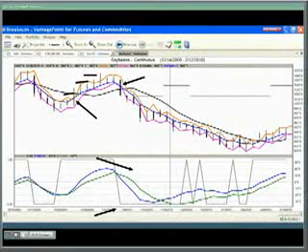So even though you didn't make as much money on this trade, still not too bad, because any trade that comes up with a profit is always a good trade.